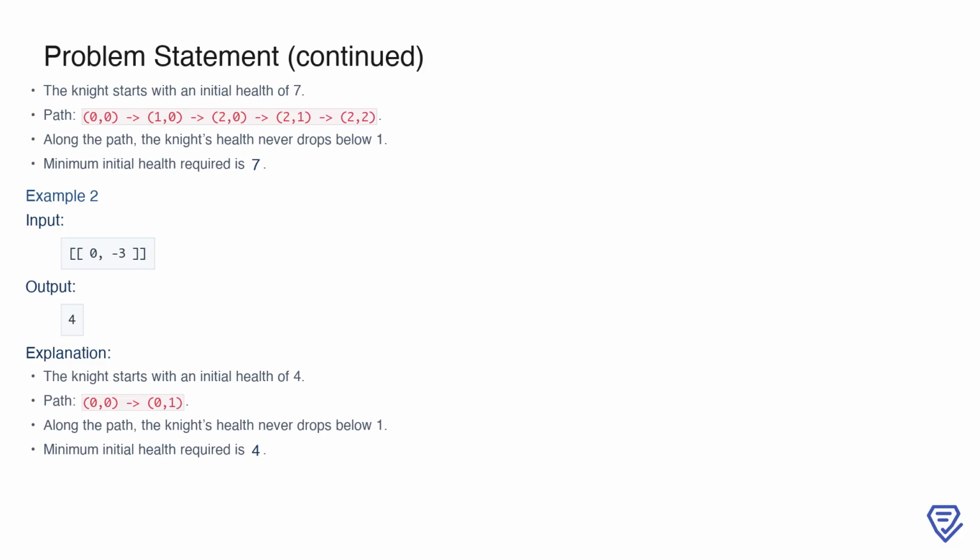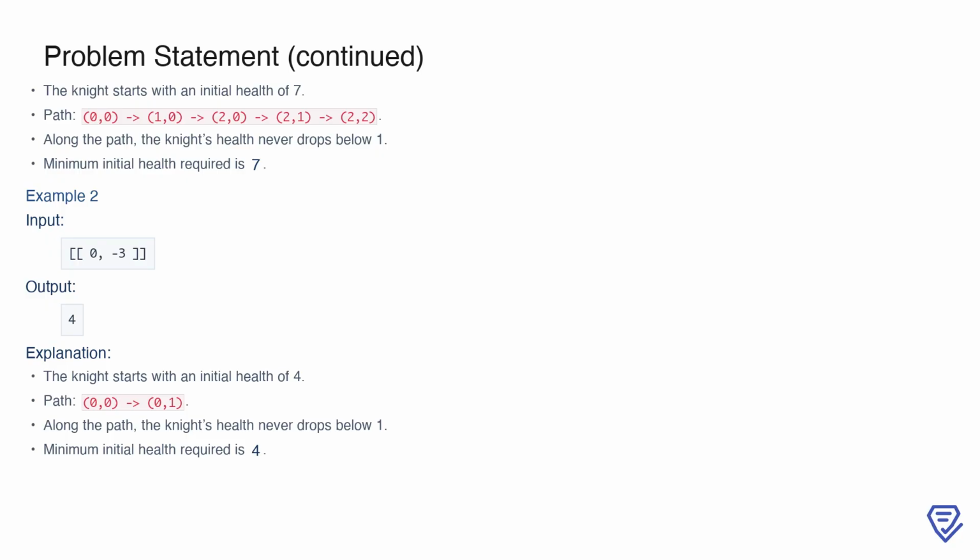In the given example, the knight starts with an initial health of 7 and follows the path from the top left to the bottom right corner, first moving down to 1, 0, then to 2, 0, next to 2, 1, and finally reaching 2, 2. Along this path, the knight encounters both health losses and gains. Starting with 7 ensures that his health never drops below 1, allowing him to survive.